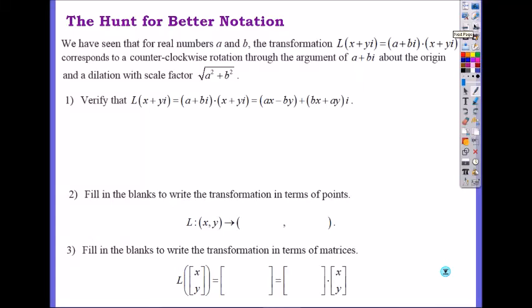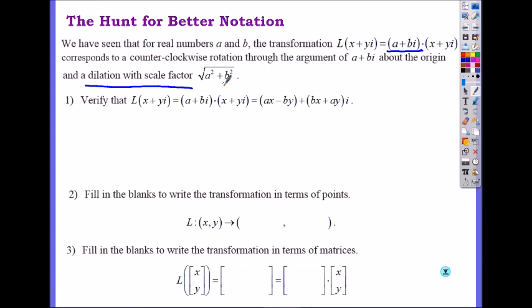So we have seen the real numbers a and b. The transformation that we just did was 3 and 4i, right? Here, we multiply by 3 plus 4i. And then what happened? It got rotated and stretched by 5. So now, if you remember what we did from here, the scale factor was what? The r, which was the square root of a squared plus b squared, right?